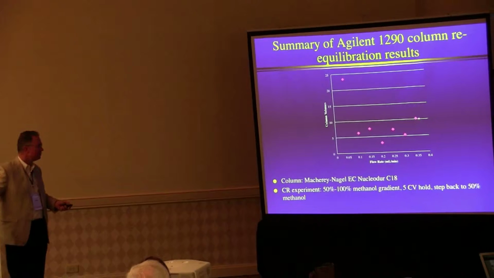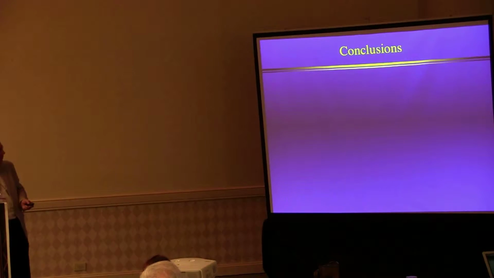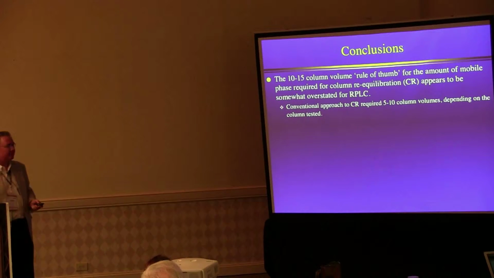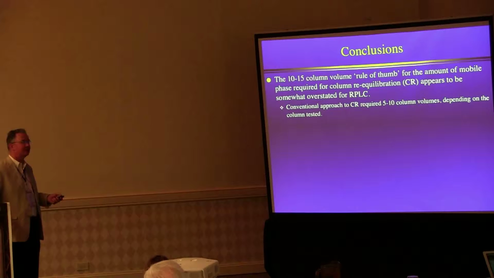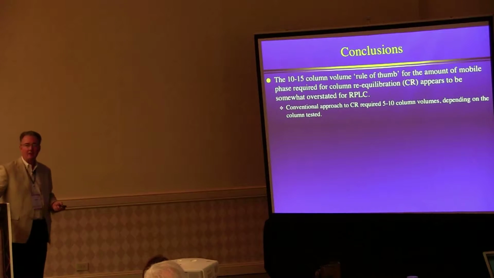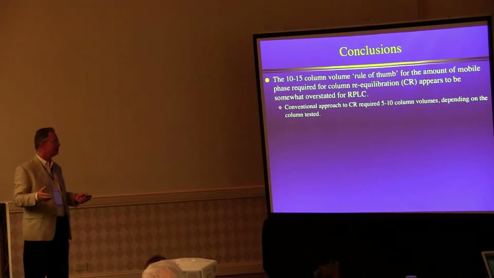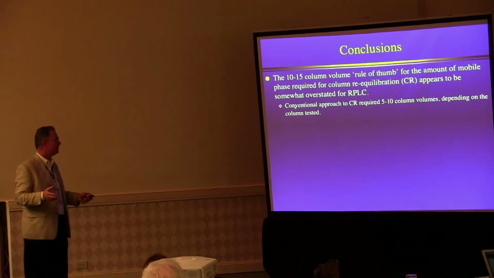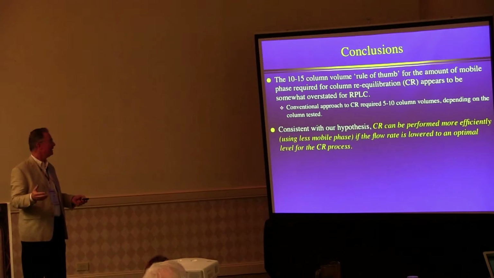At the conventional flow rates of 0.3 and 0.35. Okay, so to sum up, based just actually on that last graph, if you don't remember anything else, this 10 to 15 column volume rule of thumb seems to be a little bit overstated for reverse phase liquid chromatography. The conventional flow rates yielded 5 to 10 column volumes as a typical requirement depending on the column tested.